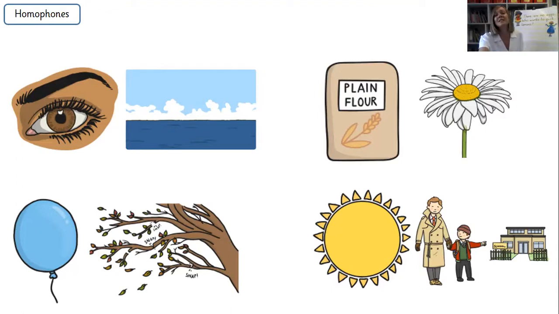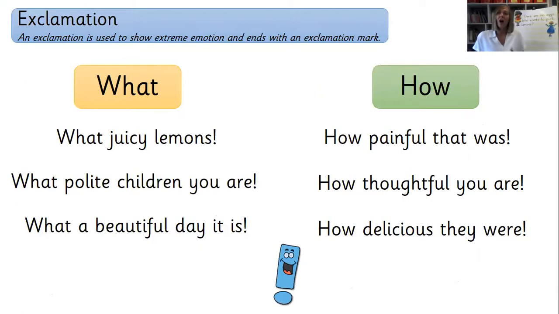Now that your brains are super warm, let's see if we can have a look at our sentence types that we're going to be learning today. Our first sentence type today is exclamation. Now, an exclamation is when I am trying to show in my writing some extreme emotion. So I'm trying to show that I might feel excited, I might feel scared. I'm trying to show you that I've got some emotion in my writing. And it ends with an exclamation mark. Can you try that mark for me?